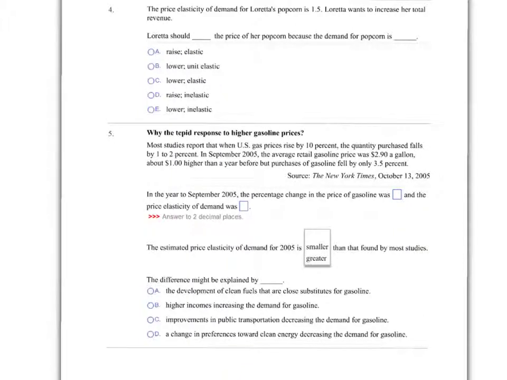All right, so we're going to look at number 5 from the 5.1 homework. Okay, the problem. Most studies report that when U.S. gas prices rise by 10%, the quantity purchased falls by 1 to 2%. So the first thing I'm going to do is realize that there was just a piece of information given to me in word form, and I want to put it into the form that we use in economics, right?